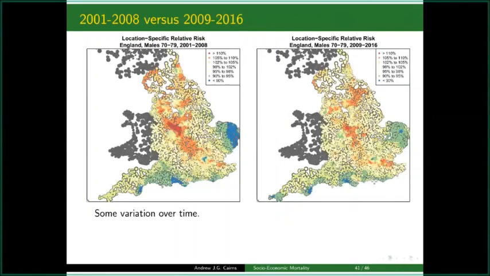Now, all of those charts were for 2001 to 2015, and that would allow us to do 1 year out of sample. We can also look at two non-overlapping 8-year periods and compare the results for these. So this is just an example for the location-specific relative risk, ages 70 to 79. Although we can see that there are some differences between the two charts for the different time periods, we can still nevertheless see that the hot spots and the cold spots, the blues, do tend still to be in the same sorts of areas.